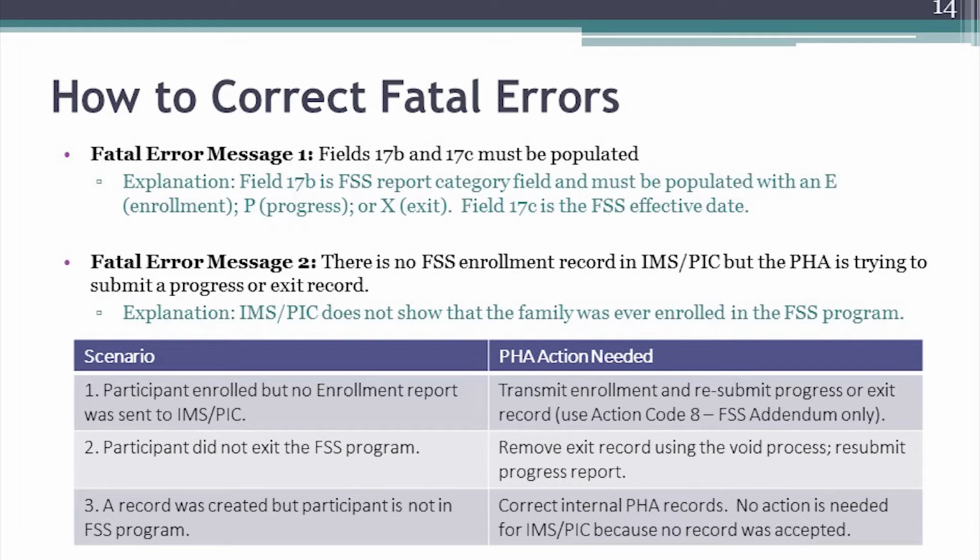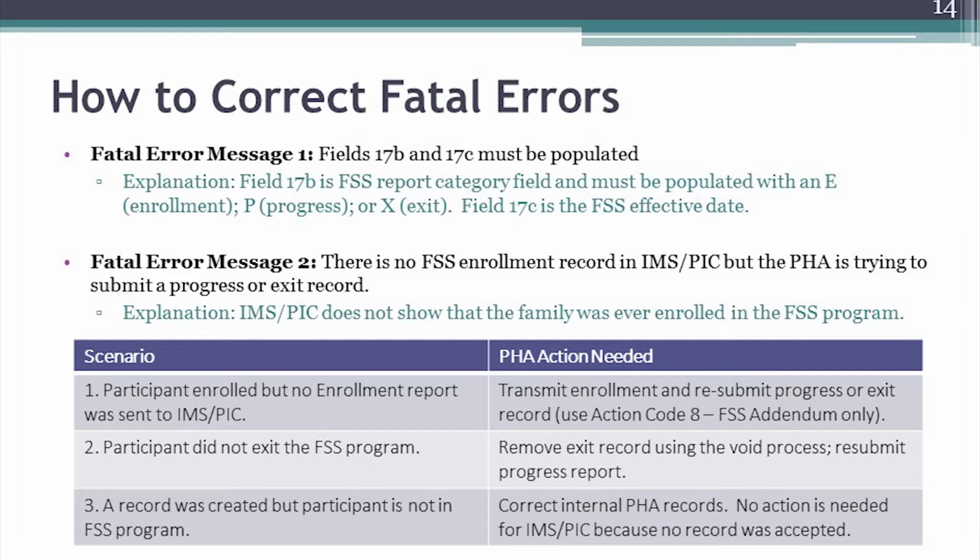Fatal error message 2 indicates that there is no FSS enrollment record in PIC, but the PHA is trying to submit a progress or exit record. What this means is that PIC does not show that the family was ever enrolled in the FSS program. There's 1 of 3 possibilities here.